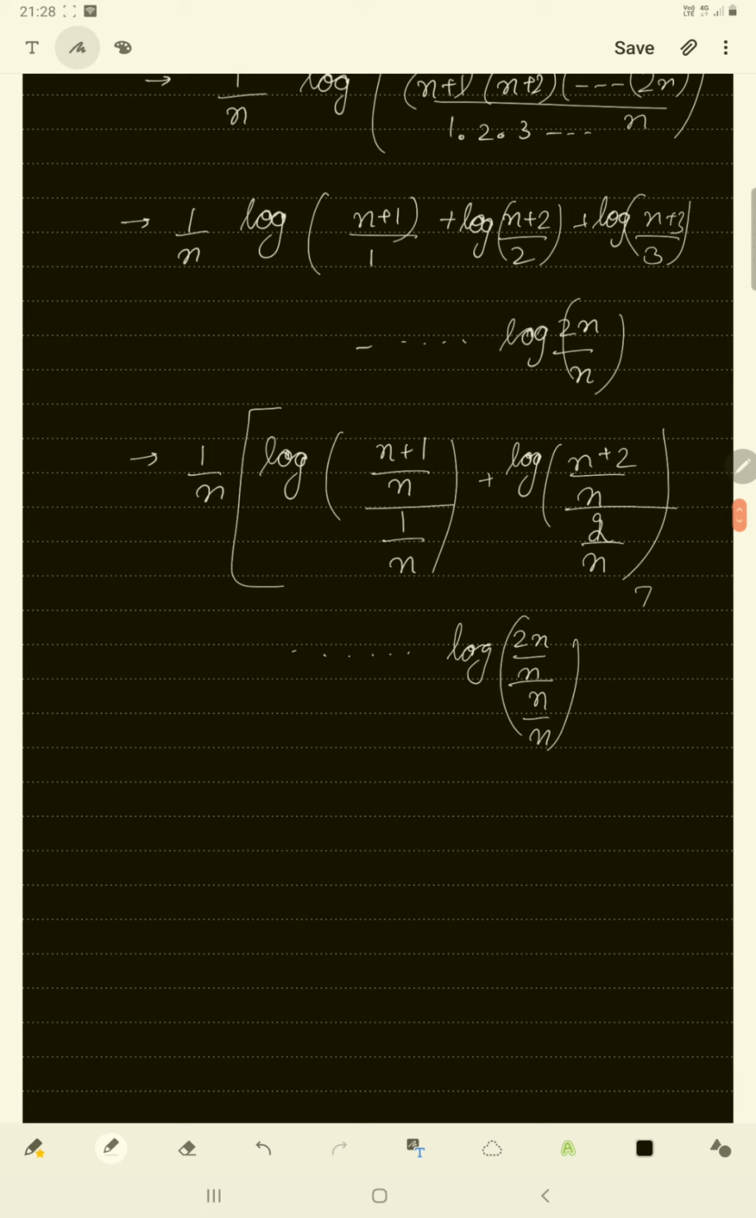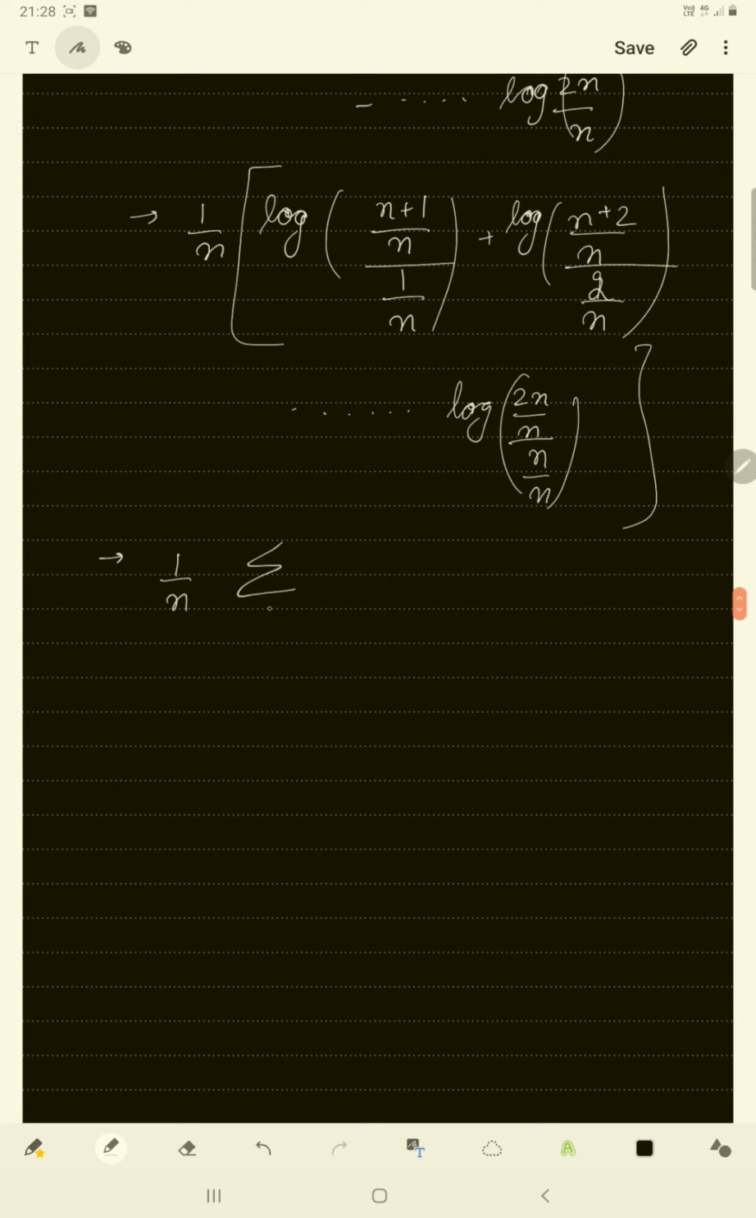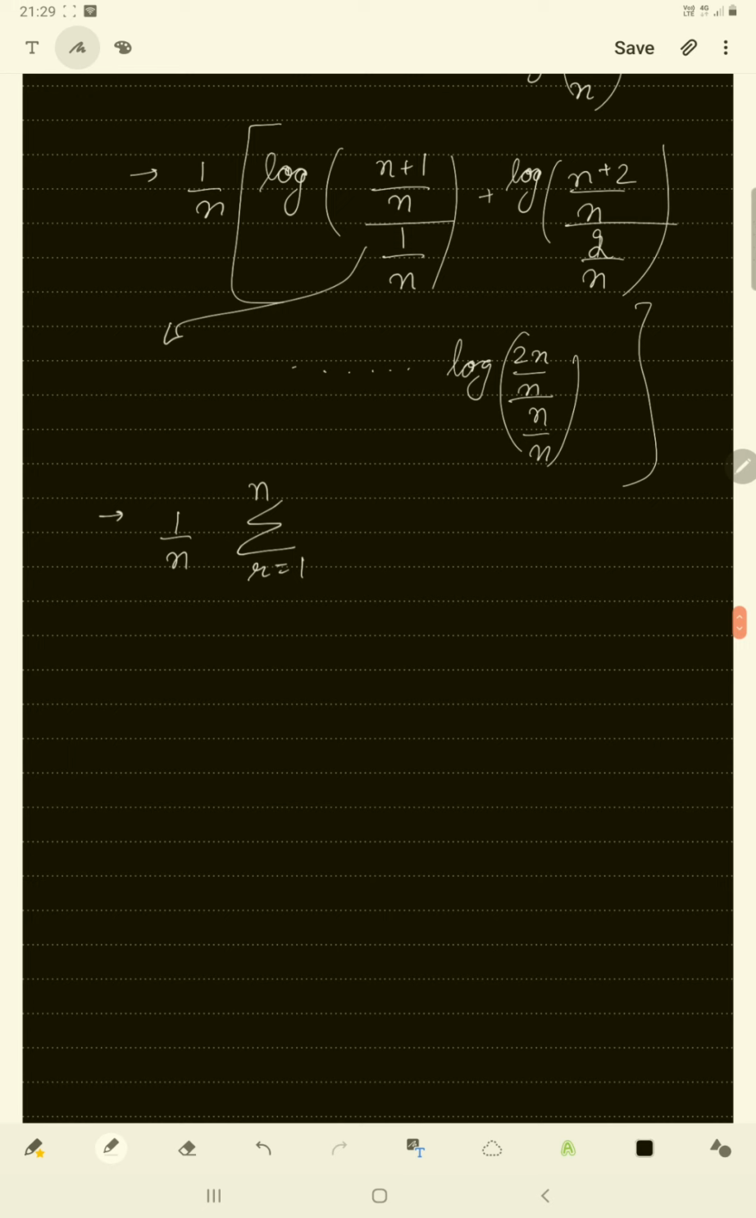Writing this in the summation form, where r is equal to 1 to n, we can separate these terms and get an r by n and a 1 by n. Let me simplify this term for you if it's getting tougher. n by n plus 1 by n upon 1 by n. So we get a 1, so 1 plus r by n upon r by n. That is the term that we are going to write here. So we have 1 plus r by n upon r by n in log.